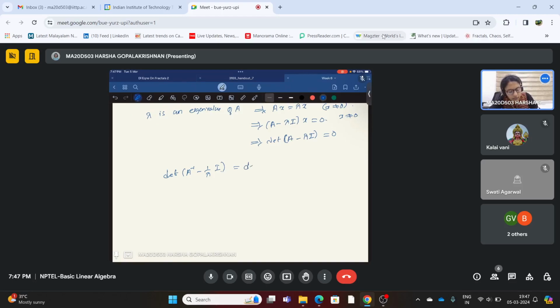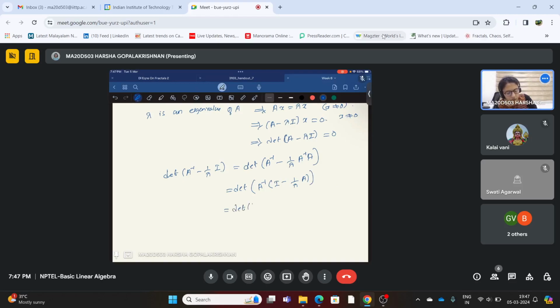So this is determinant of A inverse minus 1 by lambda A inverse A. This is fine, right? Because I is A inverse A. Now what we can do? We are taking the A inverse outside. Here it is identity, 1 by lambda into A. Okay, this step is clear, I hope.